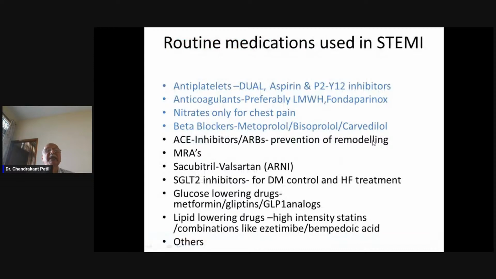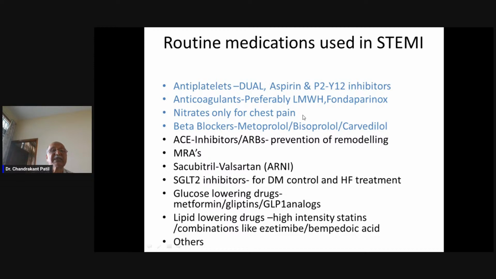So, what are the routine medications? I have already talked to you. Dual antiplatelets, especially in young people, strong P2Y12 inhibitors like ticagrelor, prasugrel can be used. If the bleeding tendency is more, even clopidogrel. Elderly, better to use clopidogrel with aspirin. Anticoagulants, I told you, following PCI, there's no need except if there's a complex procedure. Otherwise, up to the time of PCI, LMWH heparin can be given.